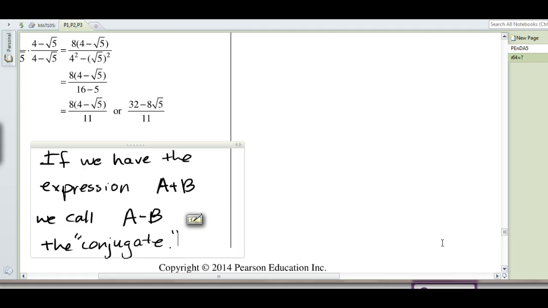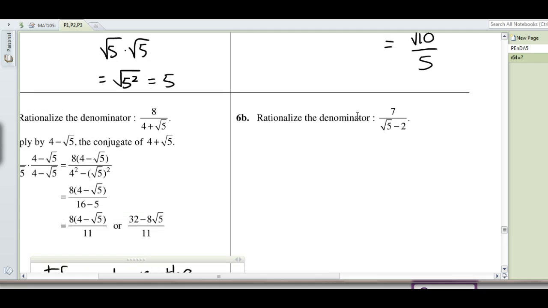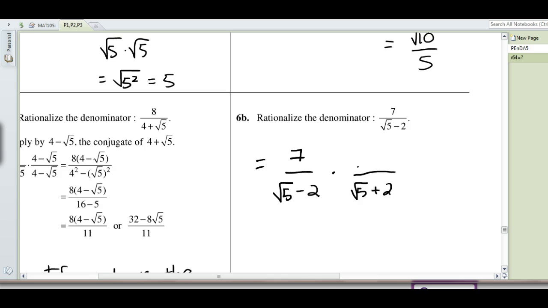And it's a handy dandy trick we use to rationalize these more complicated fractions. So we have 7 over the square root of 5 minus 2, and we want to multiply by a fraction using the conjugate. The conjugate of square root of 5 minus 2 would be the square root of 5 plus 2. And to multiply by something equal to 1, we're going to do the square root of 5 plus 2 over the square root of 5 plus 2.